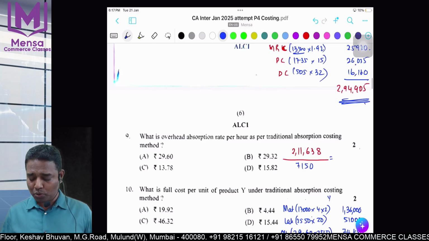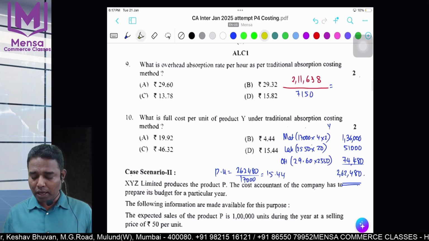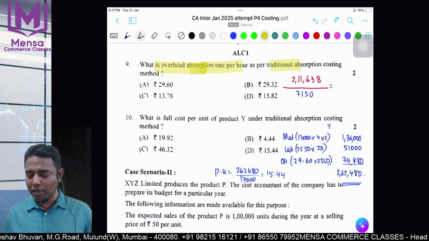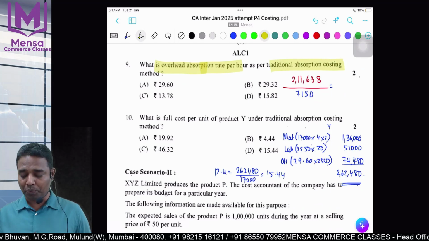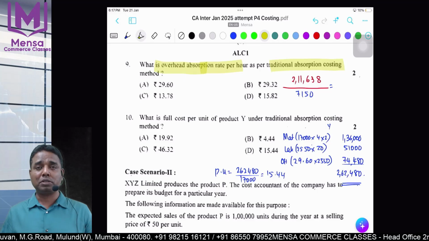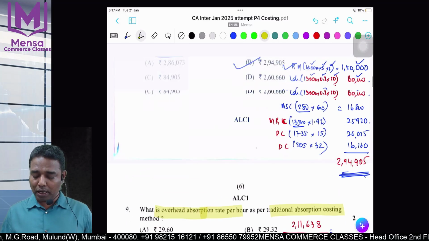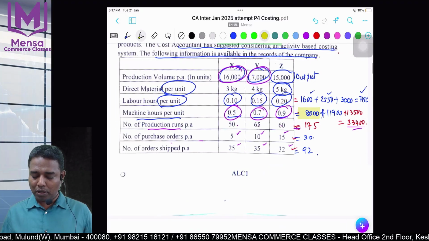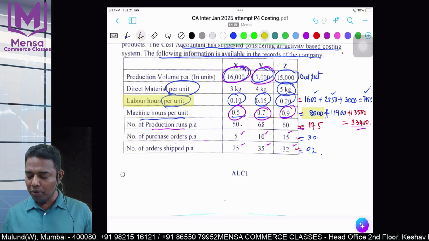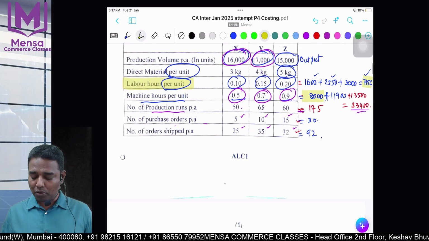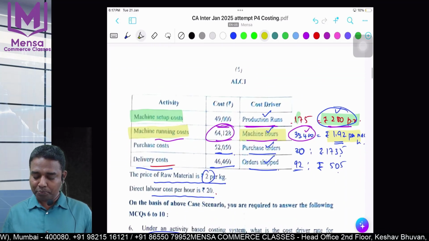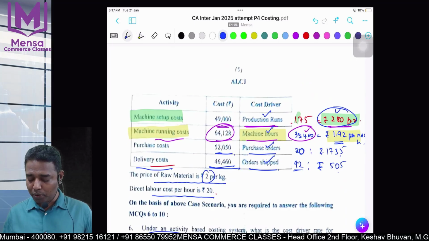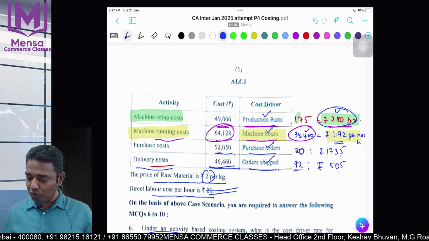Then next comes the question: what is the absorption rate as per traditional absorption costing? Traditional absorption costing is on labor hours, so we need the total labor hours. The total labor hours we have found out is 7150. Now we need the total overheads. How do I get the total overheads? You can take the total here.